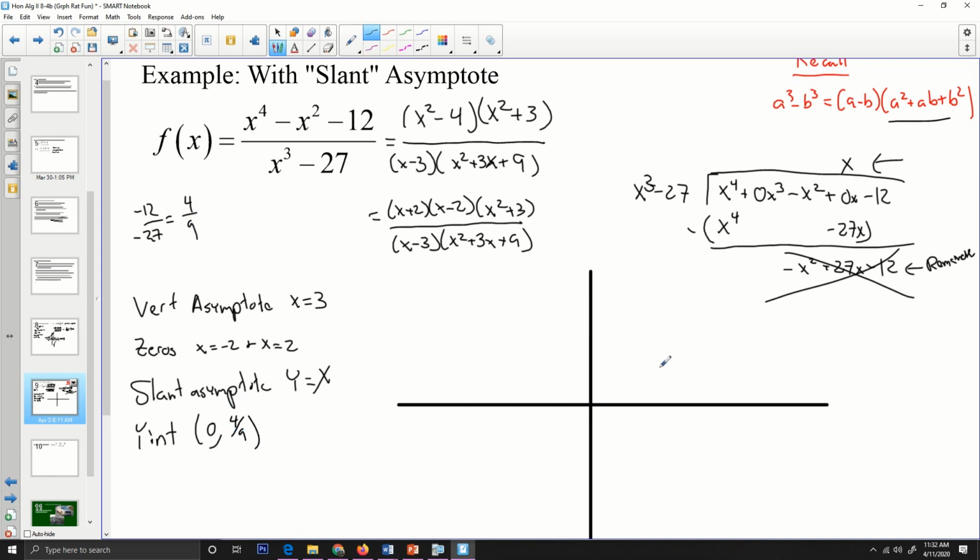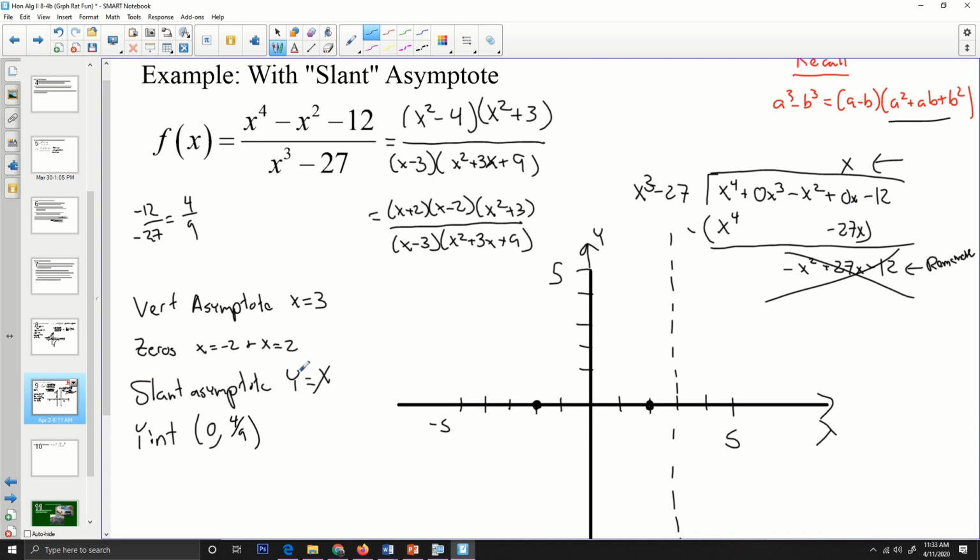I think we have enough to get graphing, so let's go 1, 2, 3, 4, 5 here on my x-axis. Let's go 1, 2, 3, 4, 5 here on my y-axis. Okay, you know what? We'll erase it. We'll do a better job. And then we'll go 1, 2, 3, 4, negative 5. And so my vertical asymptote is at 3, so come over here to 3, and we'll put a vertical asymptote in. And then our zeros are at negative 2 and positive 2, so there's negative 2, there's positive 2.